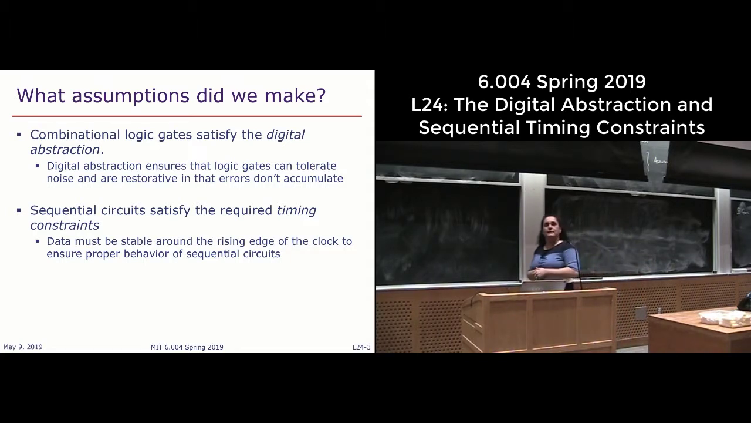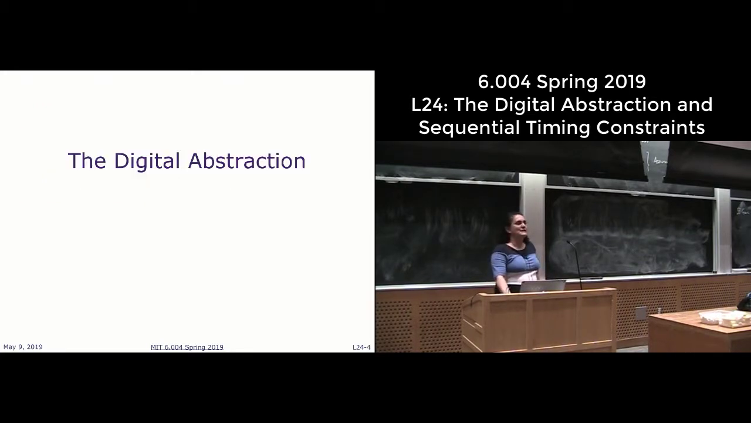And today we're going to look much more closely into what implications that has in terms of how fast we can actually clock our circuits, and what constraints the fact that we need to make sure that our sequential circuits are actually going to work and transmit the right values has on our clock cycle. All right, so let's start with a digital abstraction.